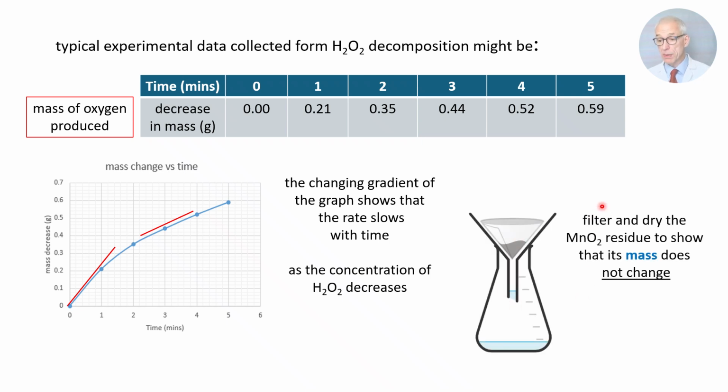Now, a secondary experiment to this would be to filter and dry the manganese(IV) oxide residue to show that its mass does not change. So an initial measurement of the mass and then a final measurement of the mass would be required. What does that tell you about manganese(IV) oxide? It tells you that manganese(IV) oxide is a catalyst. It is not used up in the reaction. In other words, it is not a reactant.